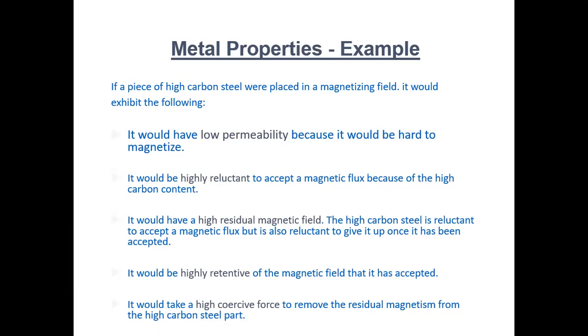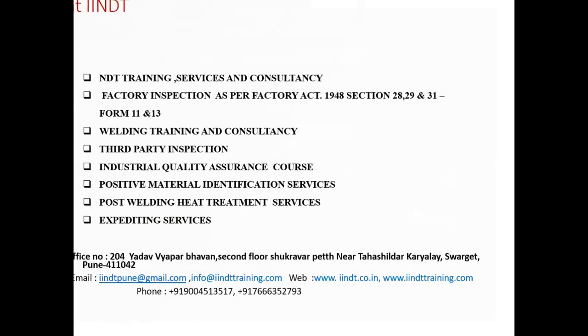So for example here, high carbon steel means low permeability. Low permeability means high reluctance and high retentivity, as well as a high residual magnetic field. A high residual field means we have to apply more reverse magnetizing force, that means high coercive force.